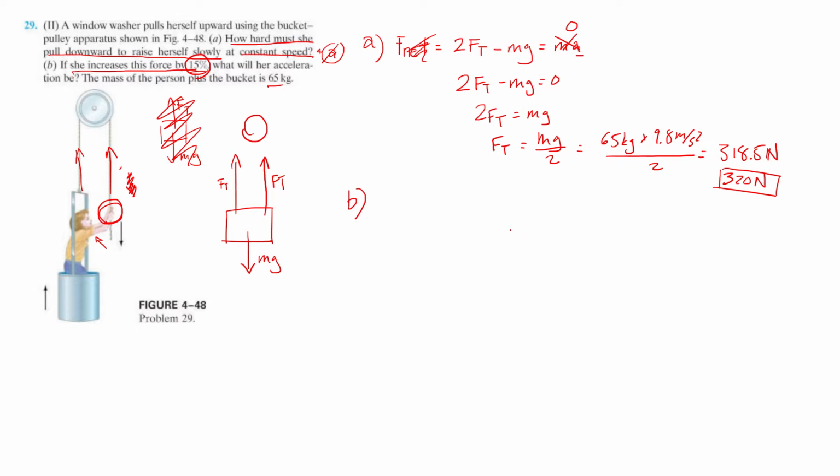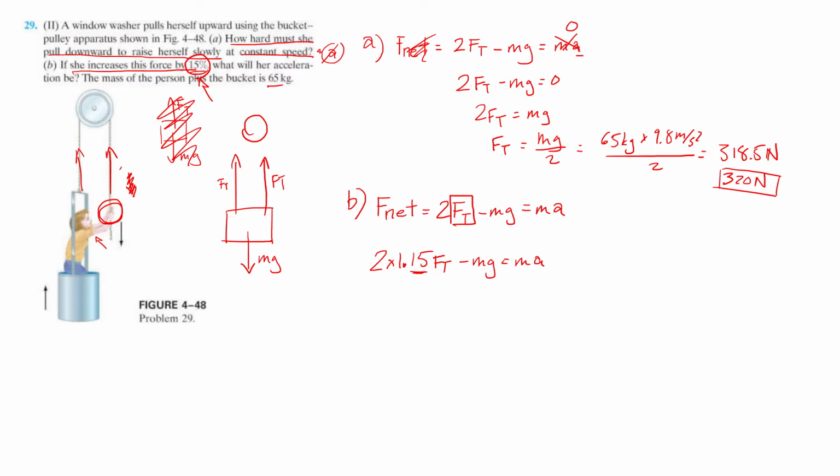Okay, so now we have an actual acceleration. Let's use that equation that we already did. F net is equal to 2FT minus mg is equal to m times a. And now we know that she's going to be moving because she's increasing the force a little bit. So we need to start plugging in. We know that FT is now 1.15 FT, because 15% more is 1.15. So 2 times 1.15 FT minus mg is equal to m times a.